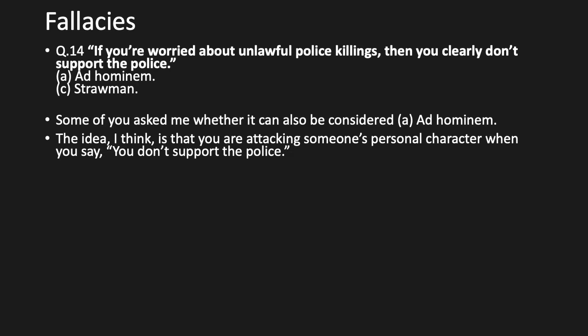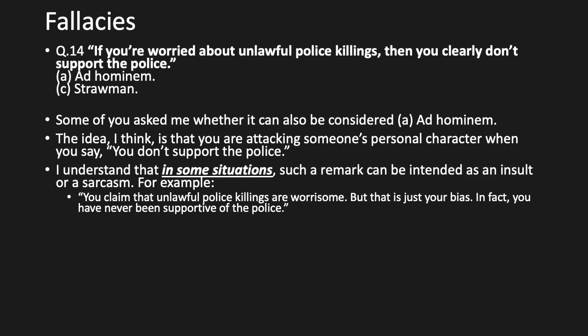Okay? Now, the idea is somewhat understandable. In some situations, the remark, "you don't support the police," can be intended as an insult or sarcasm, right? For instance, like this: you claim that unlawful police killings are worrisome, but that's just your bias. In fact, you've never been supportive of the police, right? You're just being sarcastic, or you're directly attacking someone's view, right?